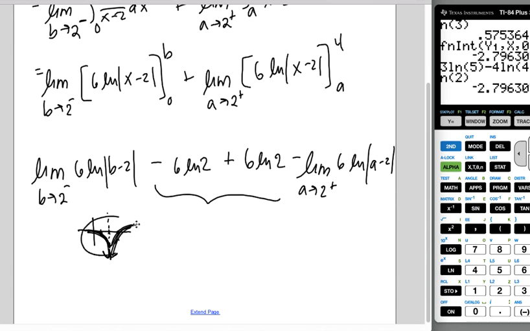And this graph would work for both of these because they're both doing the same thing. One of them is approaching from the left, so this is negative infinity. These sum to 0. This one is approaching negative infinity, approaching from the left.